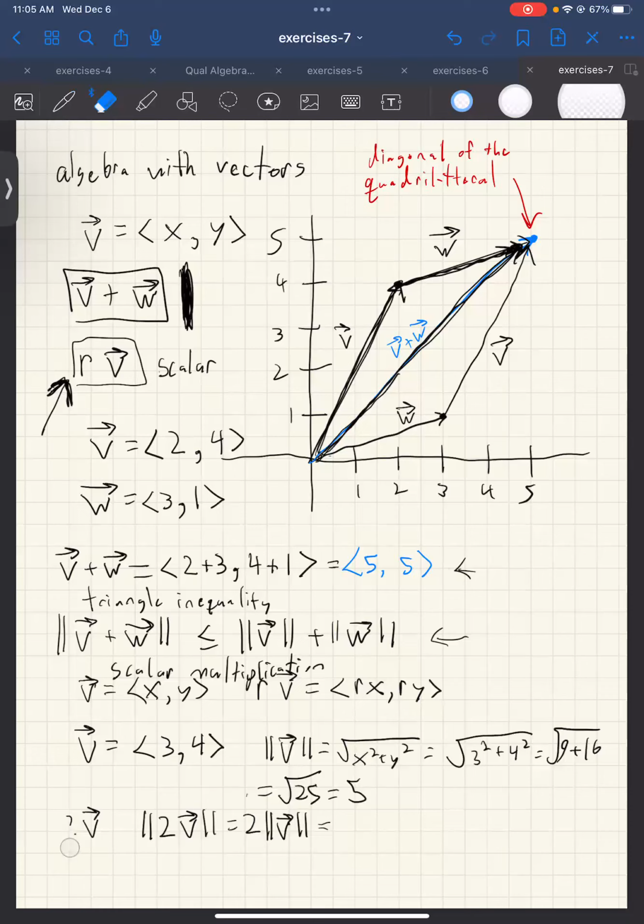Now, something happens kind of funky though if we had a negative scalar. So what if we have -2 times v? Well, now it doesn't really make sense to say our magnitude is -2 times 5.